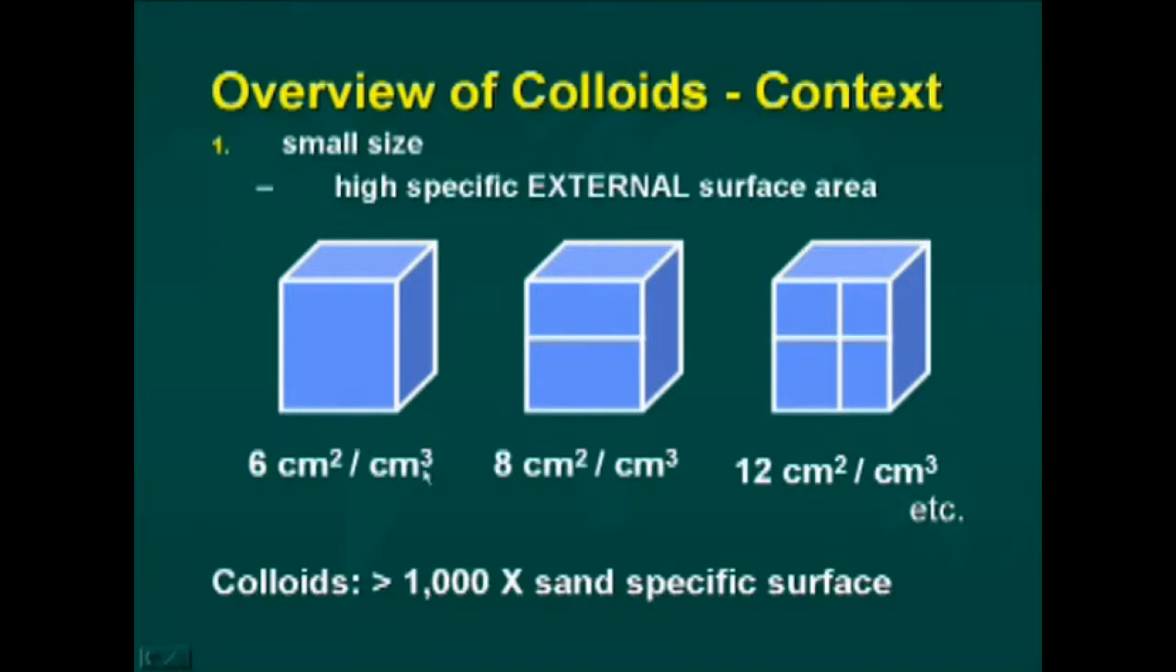So just colloids, in terms of just this external surface area, just on these external surfaces, we have 1,000 times the surface area of sand. Okay, so 1,000 times, and that's just the largest clay and the smallest sand. Big difference, and it goes beyond that. It goes 10,000, 100,000. So this geometric progression is very, very rapid.